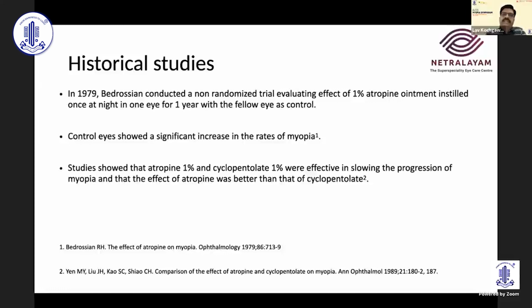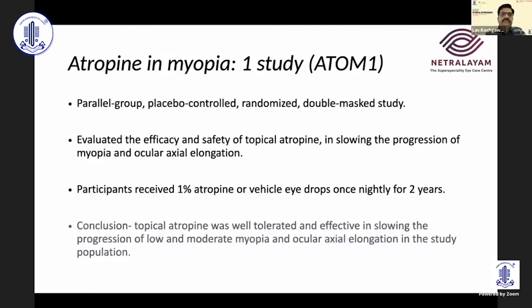Now, going with the history of how it came into being. First, in 1979, a study was conducted using 1% atropine ointment, and the control eye showed a significant increase in rates of myopia compared to the treated eye. Initial studies showed that atropine 1% or cyclopentolate 1% were effective in slowing progression of myopia, and that the effect of atropine was better than that of cyclopentolate. So this is where it all started.